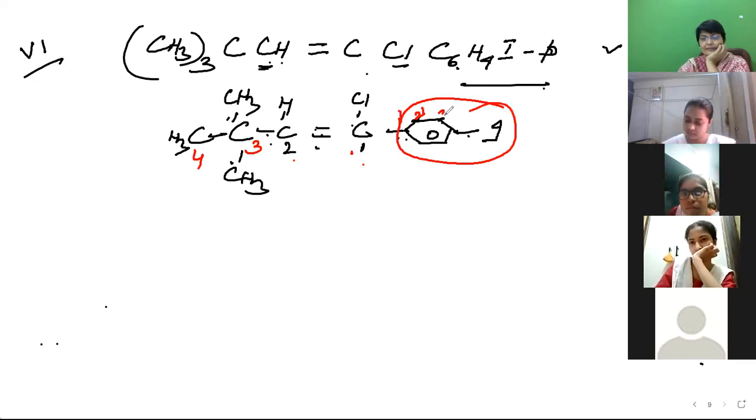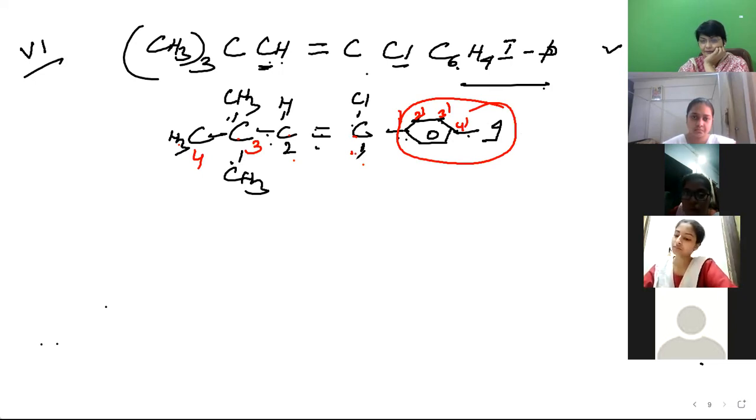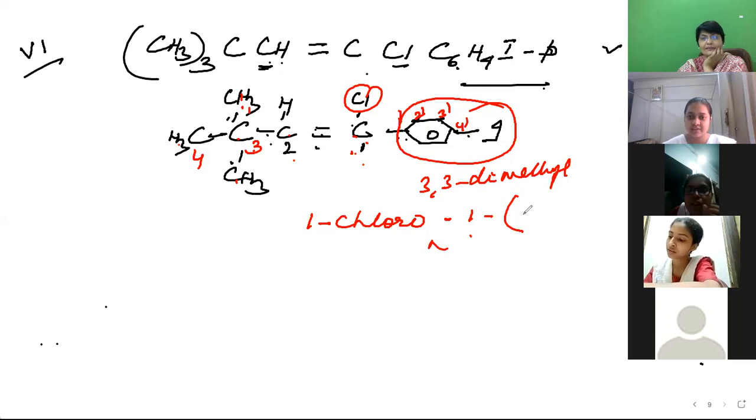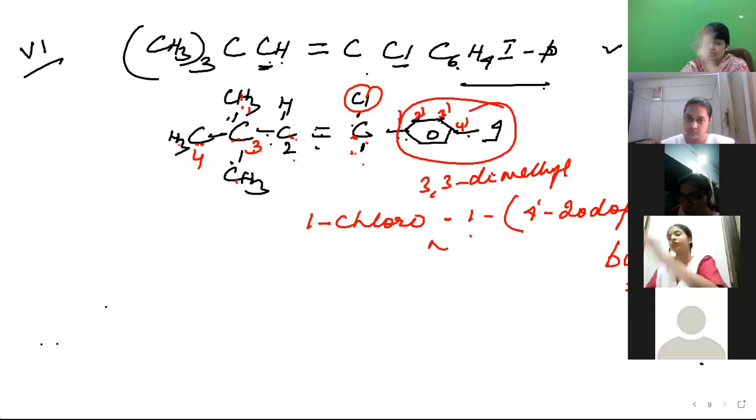One, two, three, four. And then we are having one dash, two dash, three dash, four dash. How are you going to write here? On one we have chloro. And then on one only we have iodophenyl. One chloro, four dash iodophenyl. First let us say three, three dimethyl. This way dissection you have to do while giving the name.